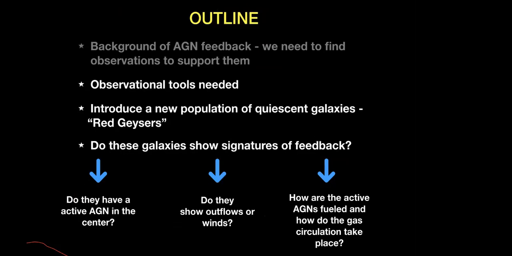So this brings me to the outline slide. I have already given a background of AGN feedback. Now I'll very briefly talk about some of the observational tools that we could use to try to observe some of the signatures that I was talking about. And then I'll move on to my own research.